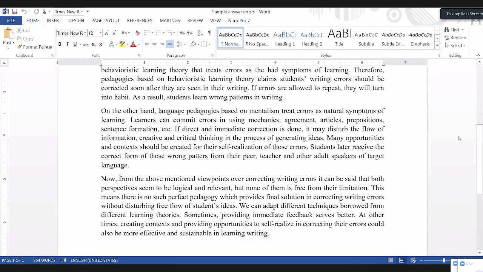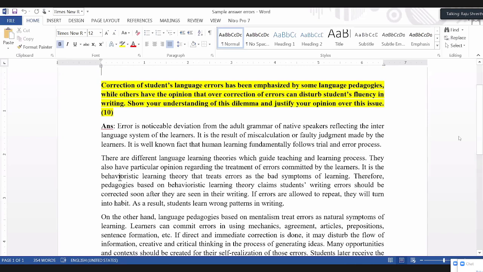You know, when you write, I think this will cover 2 pages or 2.5 pages. Error is a noticeable deviation from the adult grammar of native speakers, reflecting the interlanguage system of the learners. It is the result of miscalculation or faulty judgments made by the learners. It is a well-known fact that human learning fundamentally follows a trial and error process. There are different language learning theories which guide the teaching and learning process. They also have particular opinions regarding the treatment of errors committed by the learners.